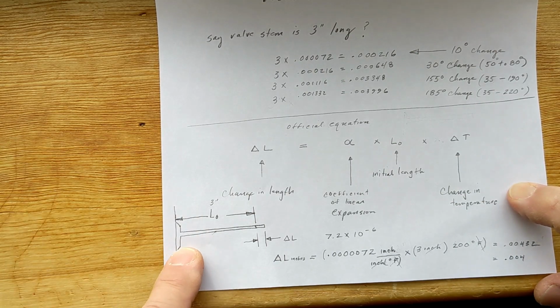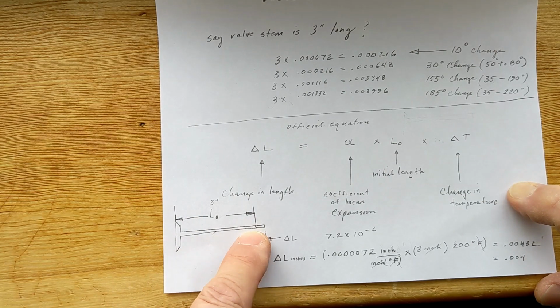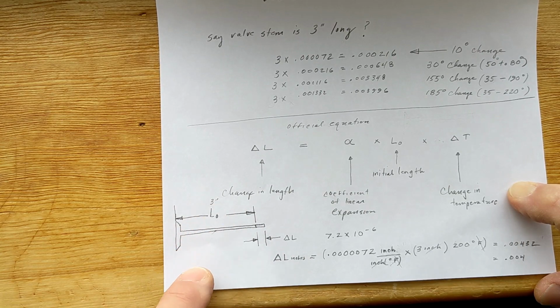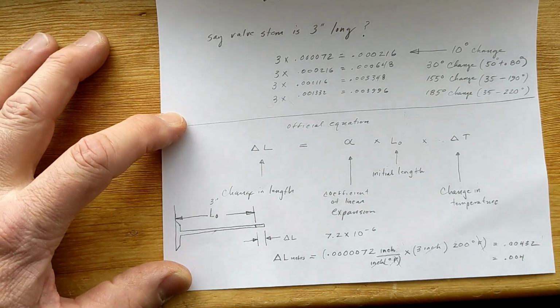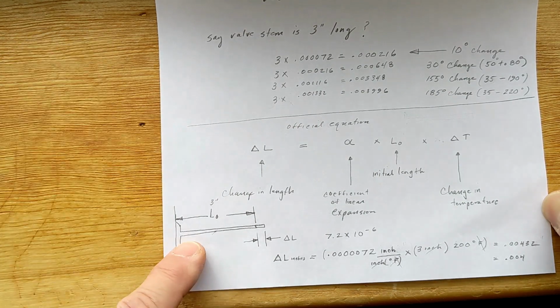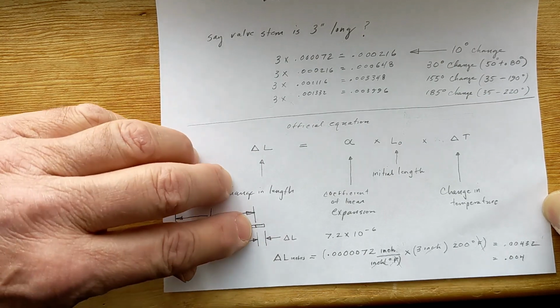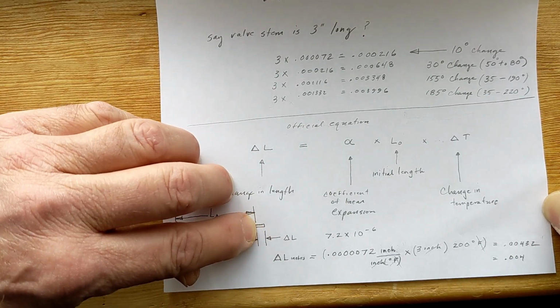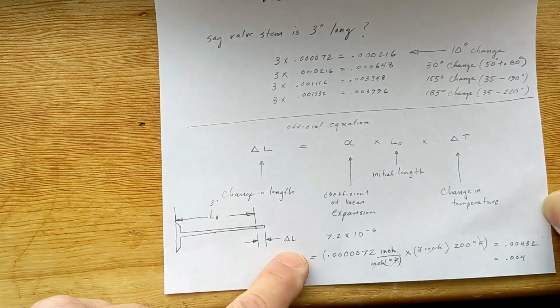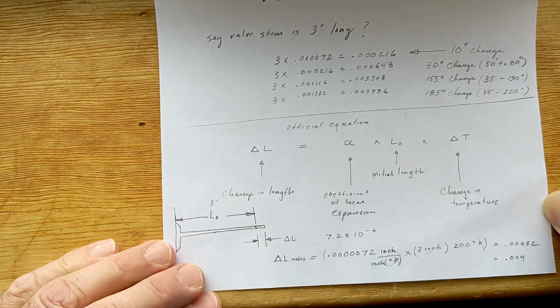And so I drew a little valve here. I assumed it was 3 inches. I haven't looked that up, but just for this scenario, we'll just go with that. So here's L0, that's the initial length of the valve, and then this little bit would be how much it expanded due to the temperature change. So delta L is how much bigger it gets.